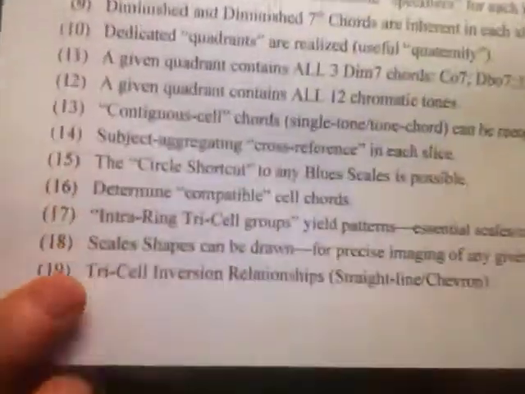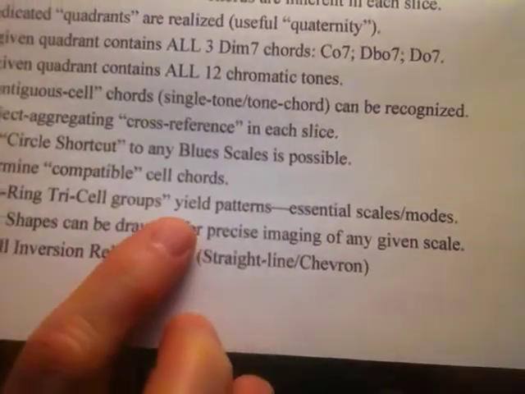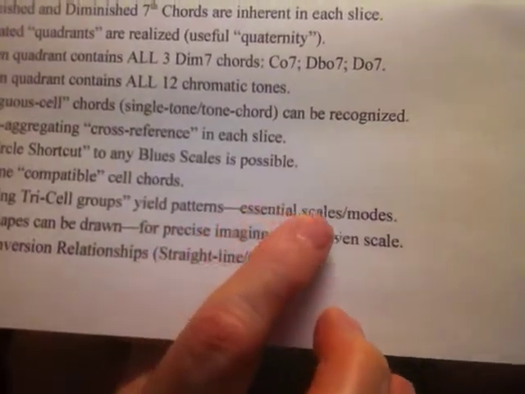There's so much stuff here. I'm really going to try to stop doing this. But I wanted to review number 17, intra-ring tri-cell groups yield patterns. In other words, they yield your essential scales that you think of in music. Your major scale, your natural minor, etc., etc.